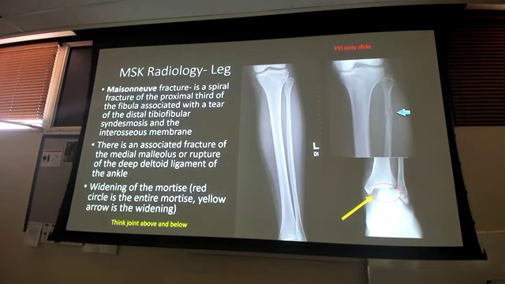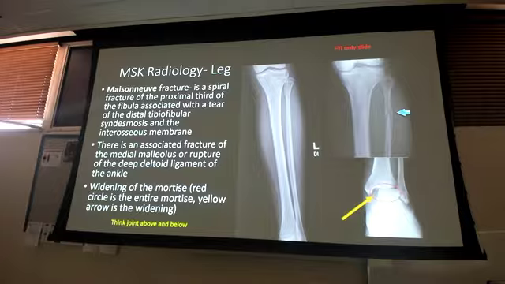What it is, it's a spiral fracture of the proximal third of the fibula, where the red arrow is, right? Difficult to tell that spiral from this picture, but I'm just giving you the definition of it. It's a spiral fracture of the proximal third of the fibula with a tear of the distal tibiofibular syndesmosis. So all of that to say that you get a larger joint space medially on the ankle in question.